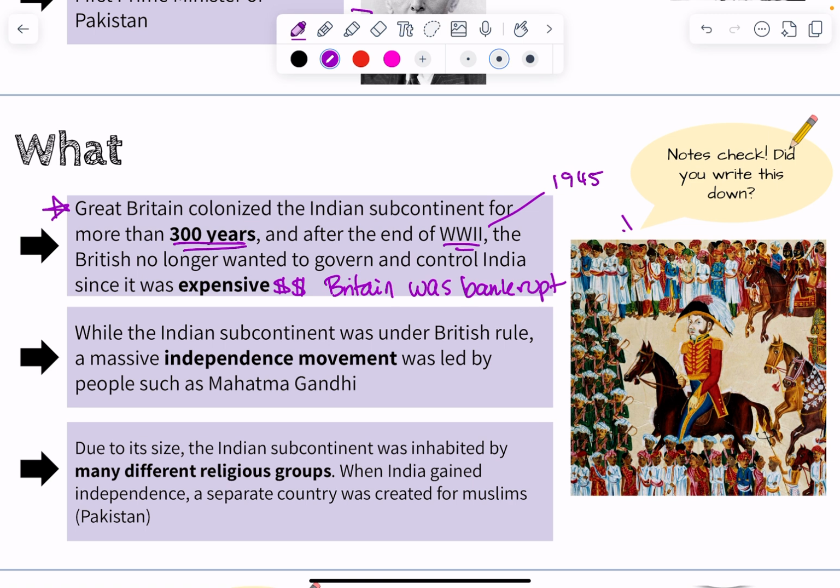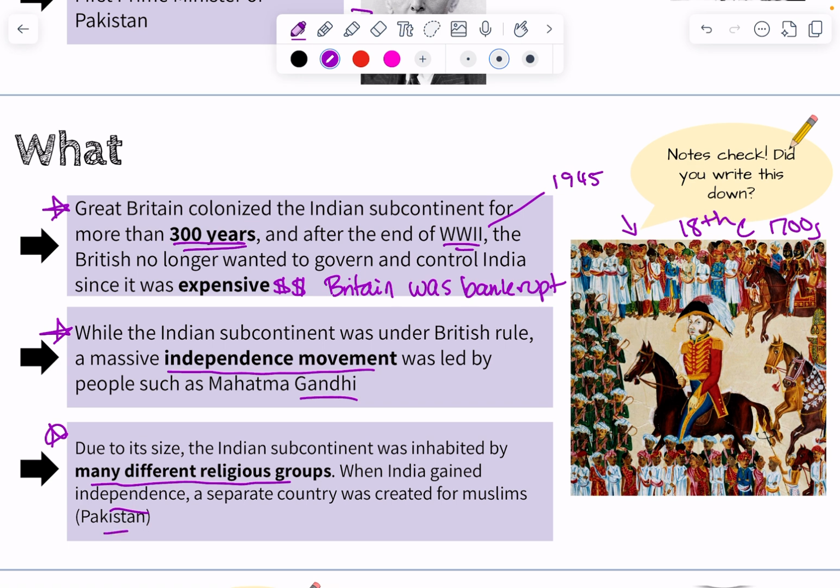This is an image from the 18th century, or the 1700s, that shows British colonization in India. Alrighty, next. While the Indian subcontinent was under British rule, a massive independence movement was led by Gandhi. Due to its size, the Indian subcontinent was inhabited by many different religious groups. When India gained independence, a separate country was created for Muslims, which was Pakistan.